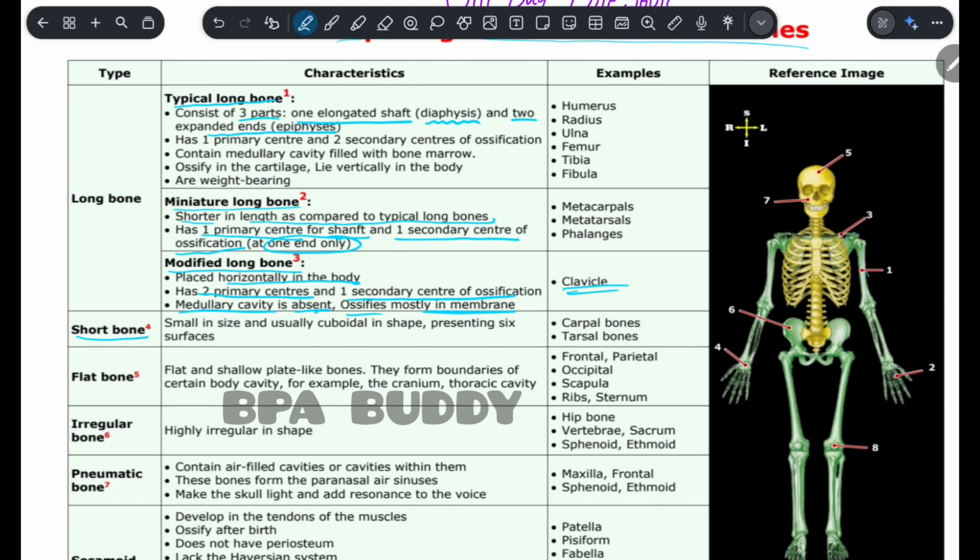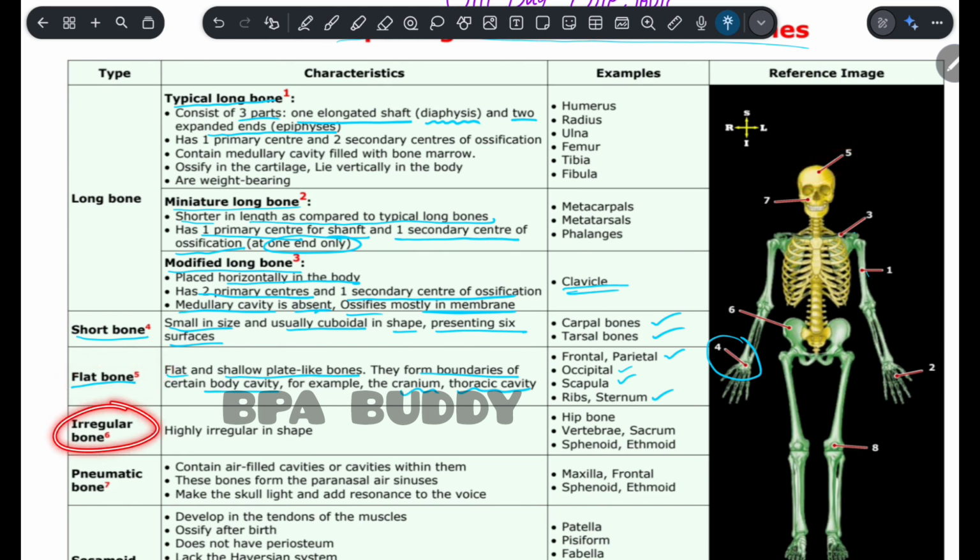Now let's come to the short bone. Here we can see this is the short bone. It is small in size and usually cuboidal in shape, presenting six surfaces. For example, carpal bones and tarsal bones. Then comes flat bone. It is a flat and shallow plate-like bone that forms the boundaries of certain body cavities, for example the cranium and thoracic cavity. Frontal, parietal, occipital, scapula, ribs, and sternum are examples of flat bone. Here we can see the frontal bone, which is one example of flat bone.